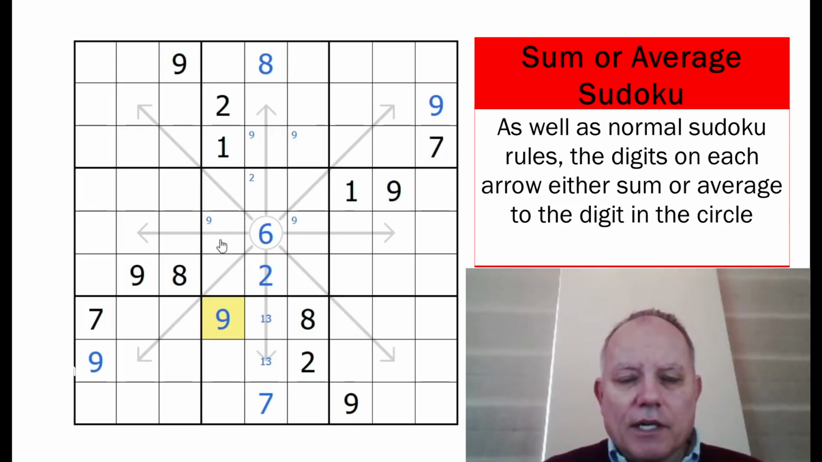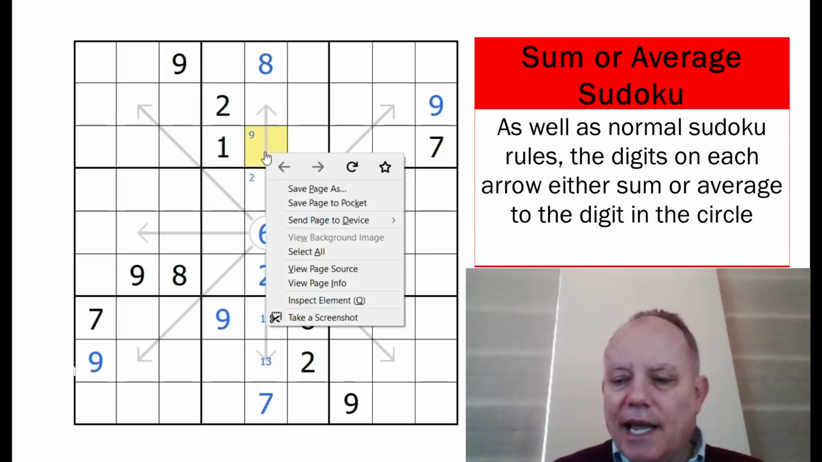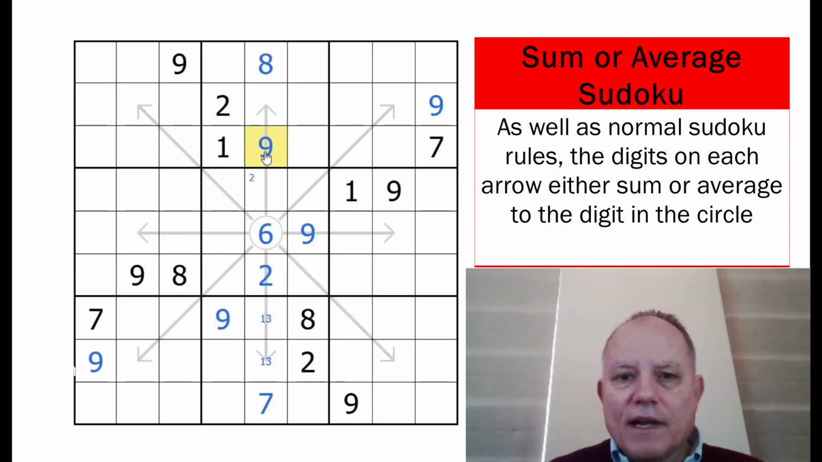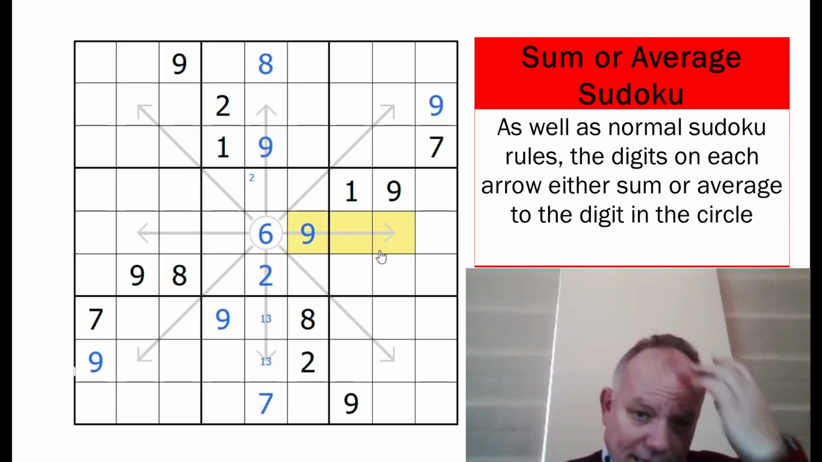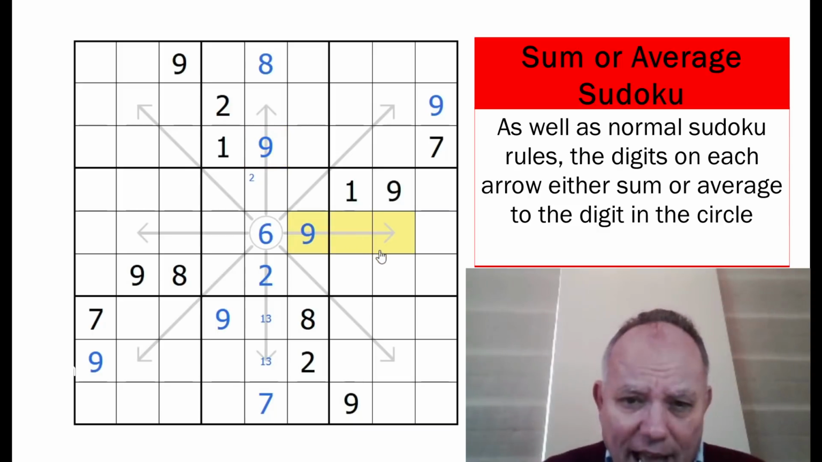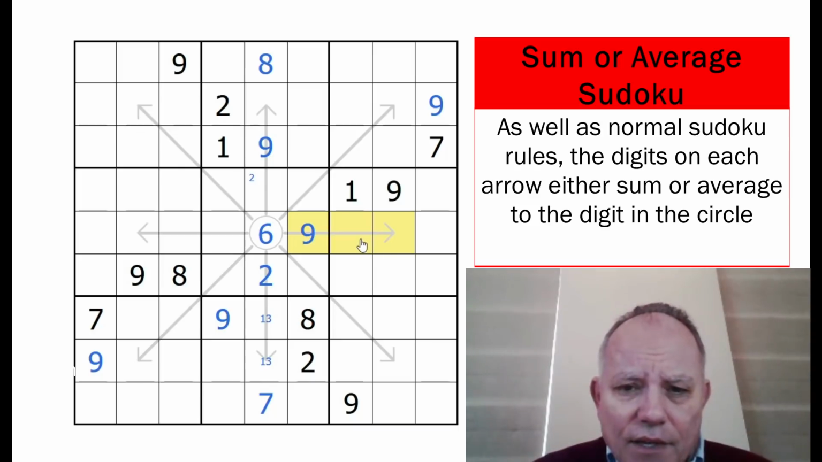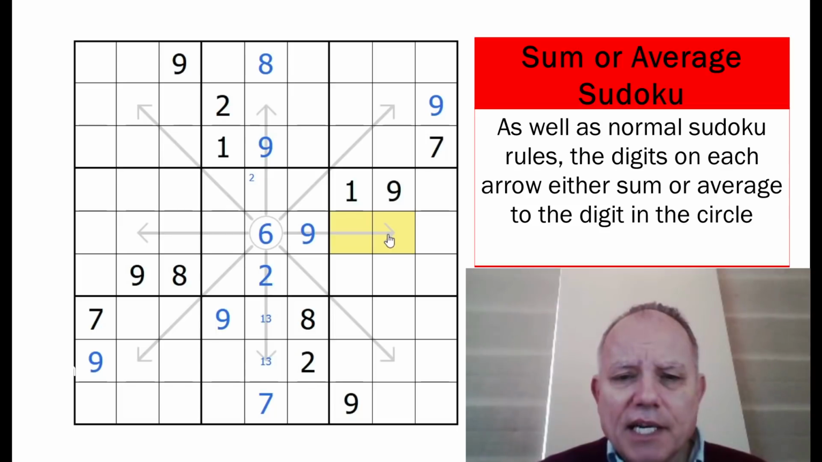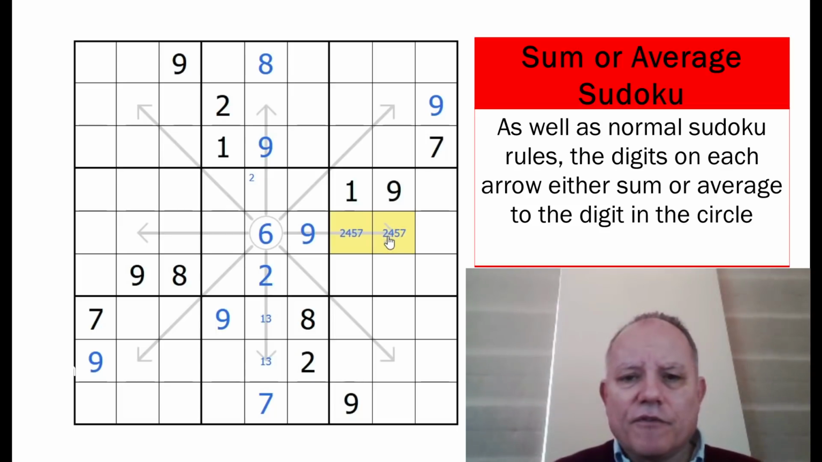Okay, that's good actually, because that means I can take 9 out of there and eventually out of there, because I can put a proper 9 in here and here. And that's filled in all the 9s. Now this group of cells obviously has to average to 6, so they have to make 18. This can't be 1, 8 or 3, 6, but it could be 2, 7 or 4, 5.